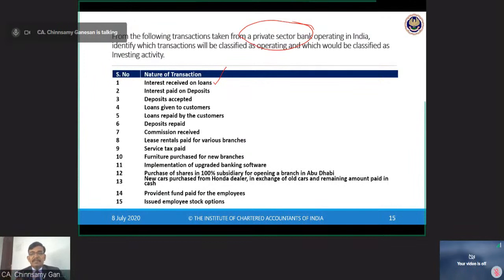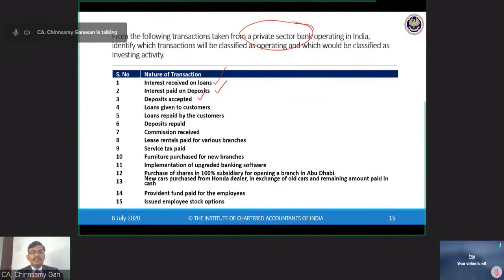Interest paid on deposits. I take deposits and I am giving loans. So naturally, this is directly relating to my core business activity. So that is also an operating activity. Deposits accepted. When I am accepting deposits, is it a borrowing? No. For me, that is the main source. So this is also considered part of my operating activity or my working capital assessment. Loans given to customers.